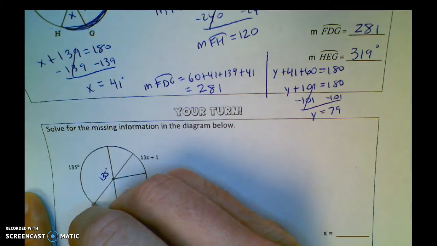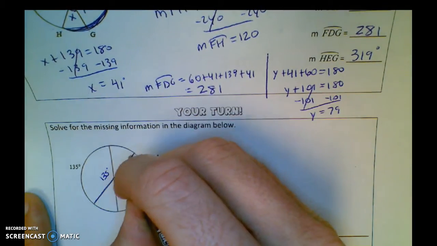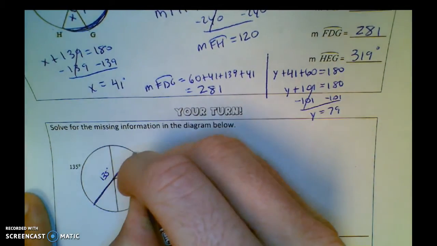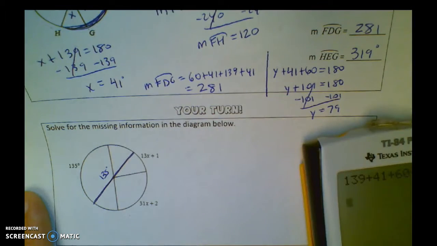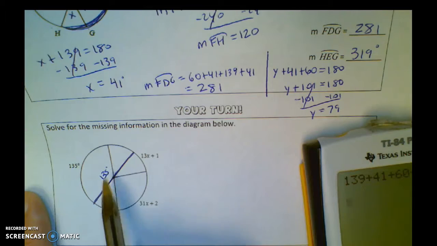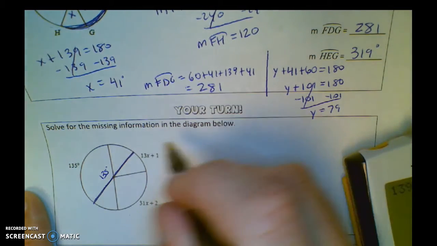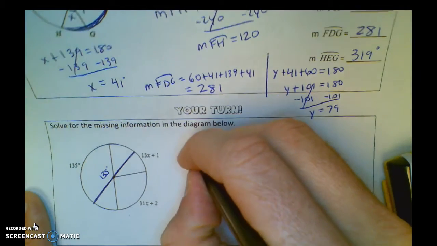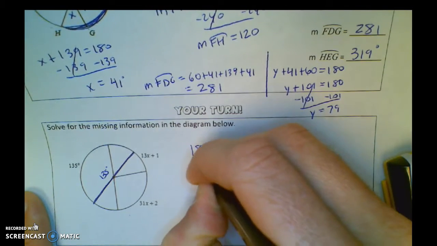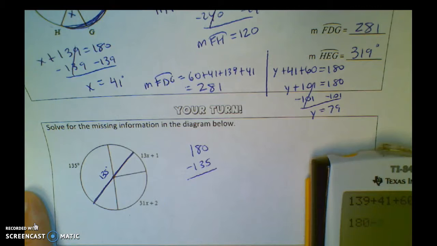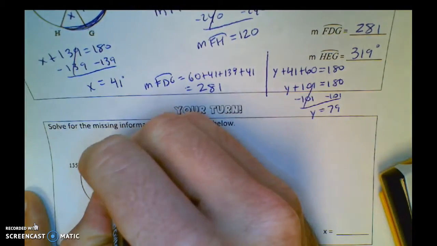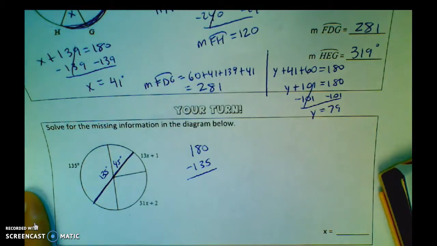So now I'm going to look for a diameter, and I see one right here, because what that helps me do is I can now find this angle that's right next to it. Because I know that the two angles next to each other on a diameter should add up to equal 180. So taking 180 minus 135, I can find that angle right there. So 180 minus 135, excuse me, is 45 degrees. So that right here is 45 degrees.